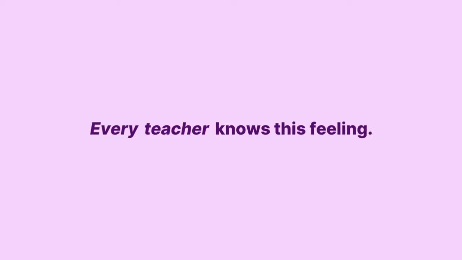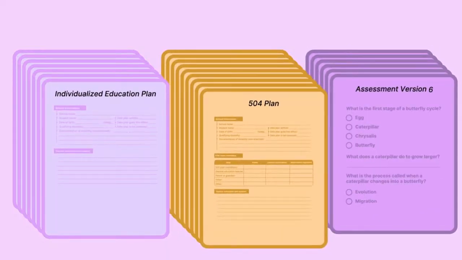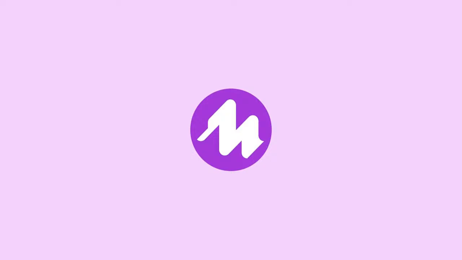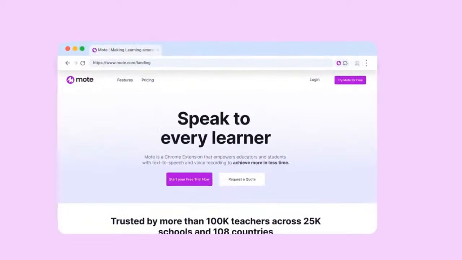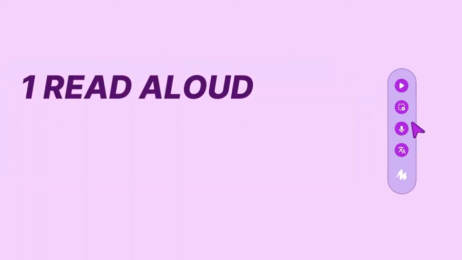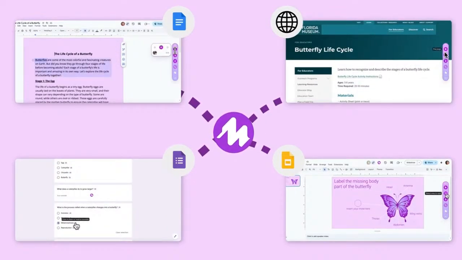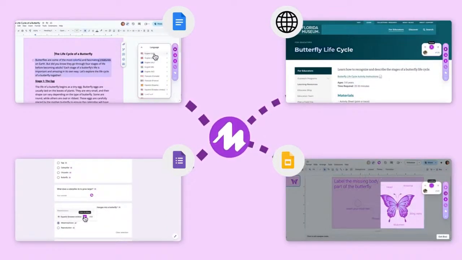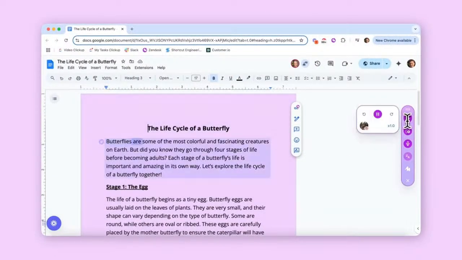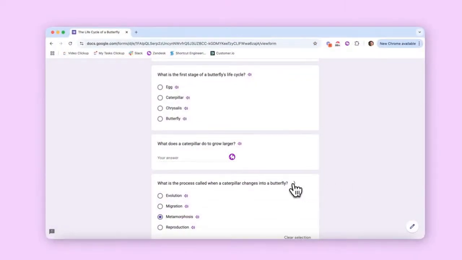Every teacher knows this feeling. You have so much to give, but the demands never stop. Meeting increasingly diverse student needs and delivering lessons that reach every learner can feel impossible. But now there's Mote. Mote is a Chrome extension that offers educators and learners 3 powerful tools in a single, easy-to-use product: Read Aloud, voice recording, and translation. Mote Read Aloud offers natural human-like text-to-speech on any website and is designed to integrate within essential education apps. Mote's human-like voices make listening to content engaging and enjoyable, while a super simple user experience is accessible for learners of every age and ability.